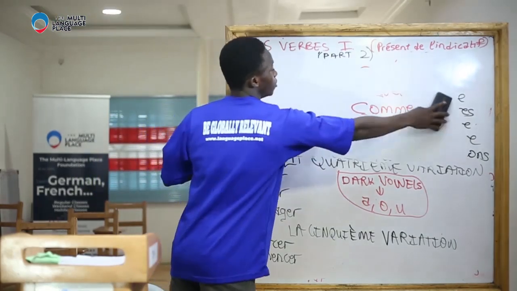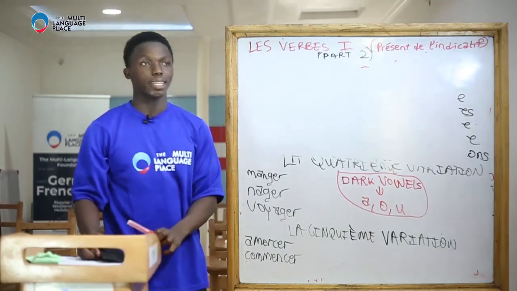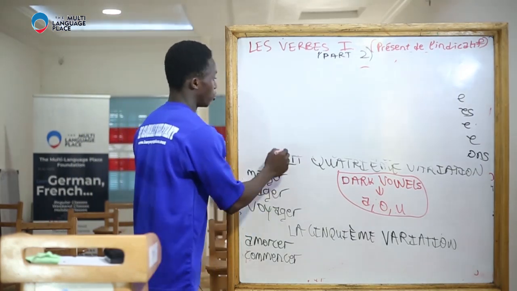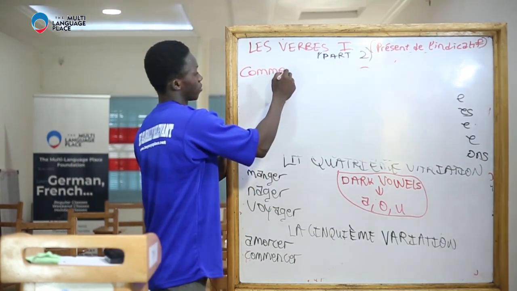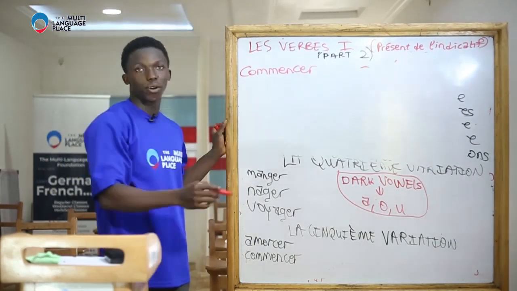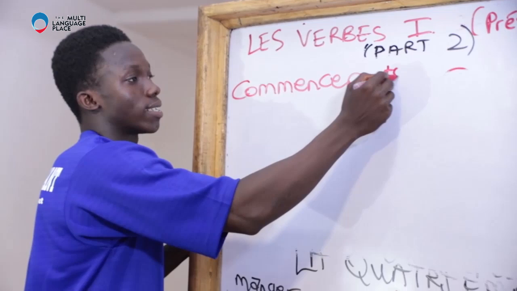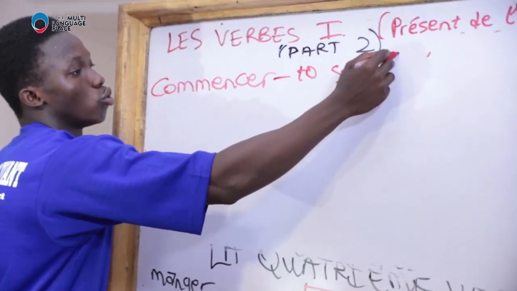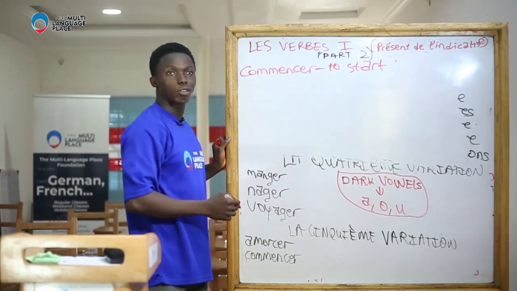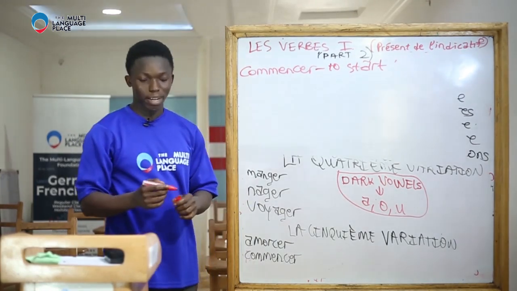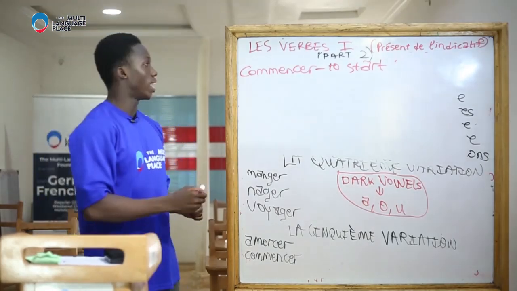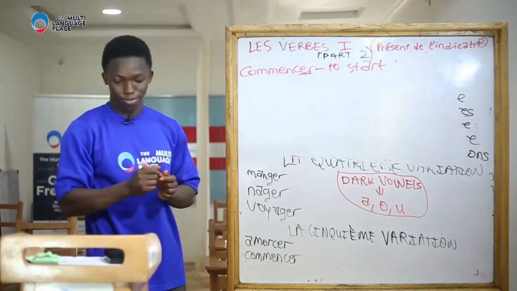The fourth variation applies to verbs that end with GER and CER. For example, commencer. Commencer is a verb that ends with CER and it means to start. Now, it follows the regular pattern of first group verbs. Remember, first group verbs are regular verbs. They have a regular pattern of conjugation and they always end with ER.